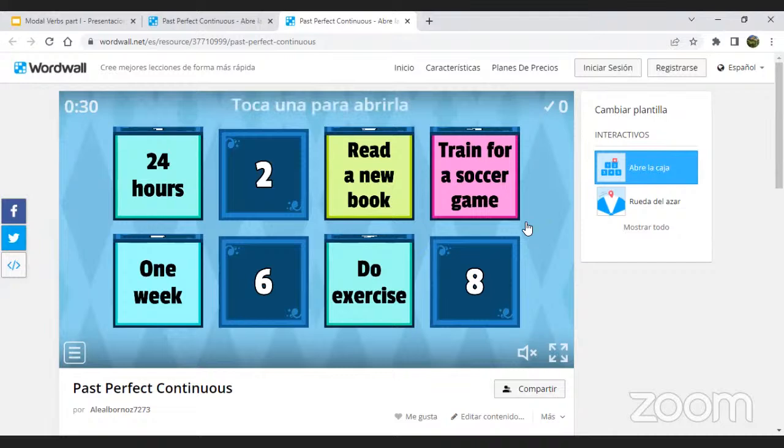Okay, I have to make a sentence. Yeah, using past perfect continuous. Exactly.